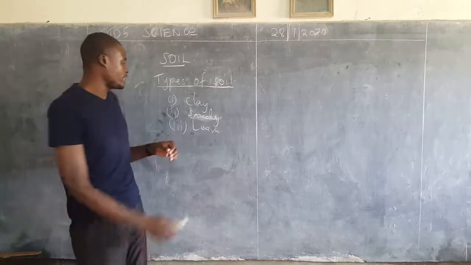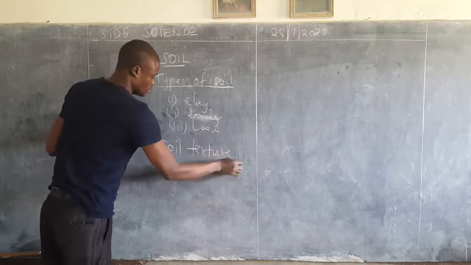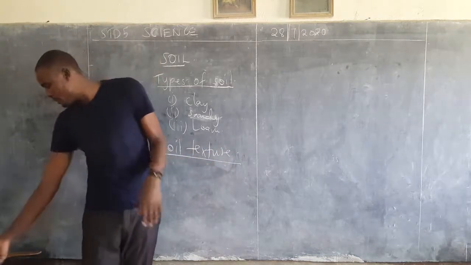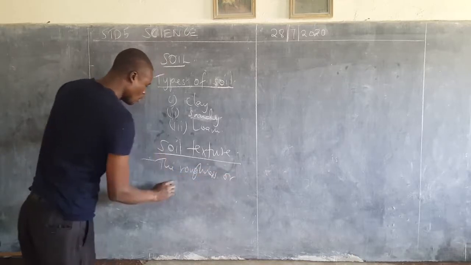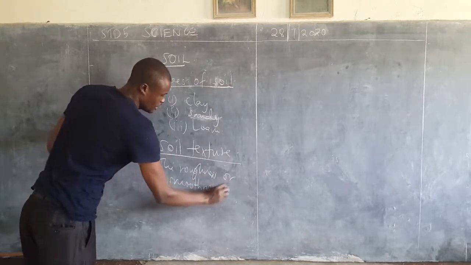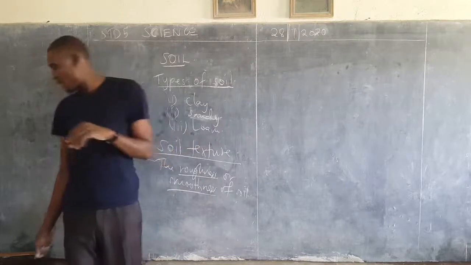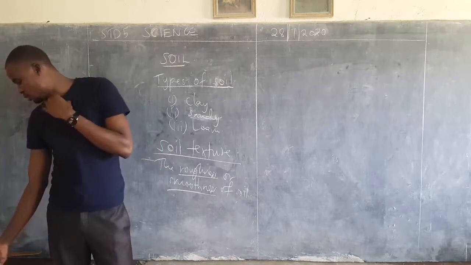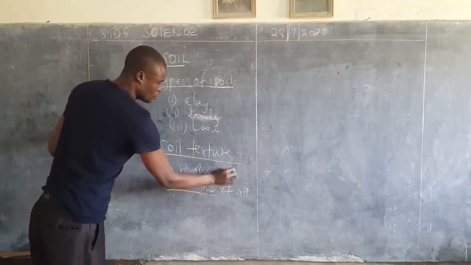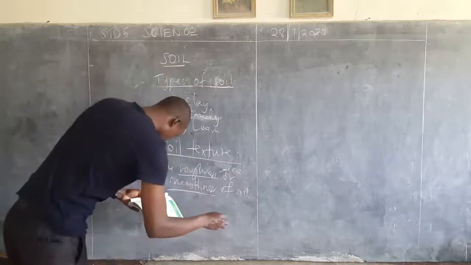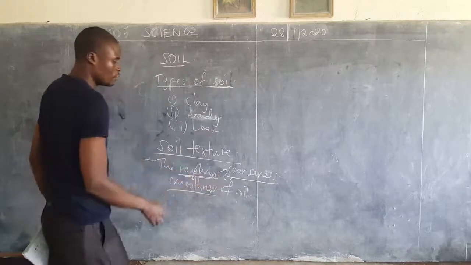So let us go to the soil texture. So what is soil texture first of all? Soil texture is simply the roughness or smoothness of soil. From class 2 onwards, we will be learning about this, which soil is rough and which one is smooth. I just mentioned them as we were beginning this lesson, the roughness and smoothness of soil. So the roughness of soil is also referred to as the coarseness. This word rough can also be said as coarse, the coarseness. Write it well. The coarseness of soil.